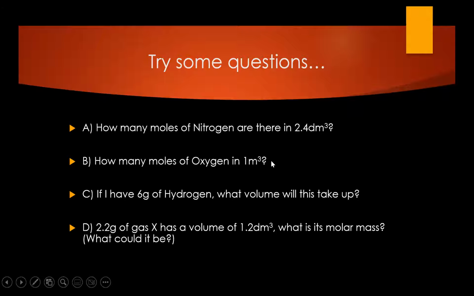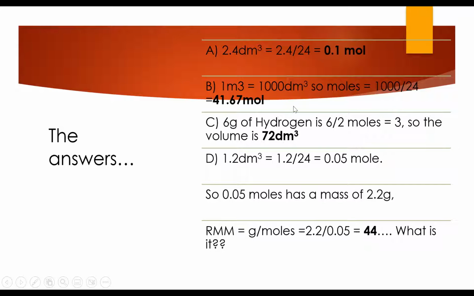In the second one, how many moles of oxygen in 1 cubic meter? Somebody in Ushirika got this, which is really good. In 1 cubic meter, well, a meter is 100 centimeters, so it is 100 times 100 times 100. So 1 cubic meter is 1,000,000 cubic centimeters, which is 1,000 cubic decimeters. So it would be 1,000 over 24, which is 41 2/3, or 41.67.